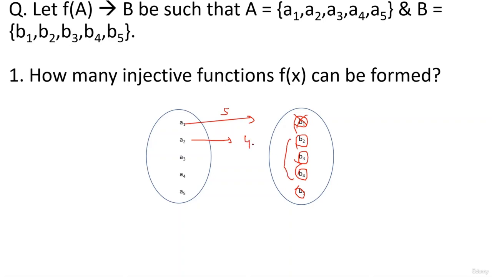Because injective function में क्या होता है? There is no repetition. एक value of y अगर occupy हो गया है, same value of y वापस repeat नहीं होगा, right? So if a1 corresponds to any of these 5 values, a2 again cannot correspond to the same value. Same thing goes on with a3. a3 के लिए अब 3 values होंगे, a4 के लिए I'll have 2 values, a5 के लिए I'll have only 1 value. So multiply them all, the answer is 5 factorial, which is 120, and that is the number of injective functions that can be formed.